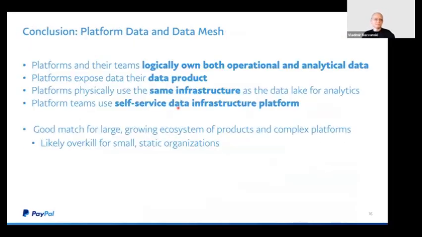So to summarize, what we have is a model in which the platforms logically own both operational and analytical data. So data is not split. They define the data product, which is a high quality definition of the data with its service level agreements. Platforms use the same infrastructure as the data lake, so there is no shift there. What you already have as a data lake could be fully repurposed for that. And the platform teams use a self-service data infrastructure platform.